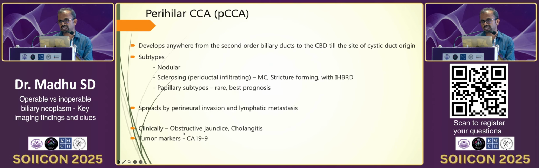Coming to the perihilar one, these are very important ones. Regularly we see these kinds of tumors with obstructive jaundice. These tumors arise anywhere between the second order biliary radicals up to the CBD till the cystic duct origin. So these are the perihilar tumors, and there are a few subtypes in this: nodular, sclerosing variety, and papillary subtype. Sclerosing variety is the one which we commonly encounter. This is nothing but a periductal infiltrating kind, and this presents most of the time with a dilated IHBRD with obstructive jaundice. It spreads by perineural invasion and lymphatic metastasis. So these tumors, most of the time, at the time of presentation itself have metastatic nodes.